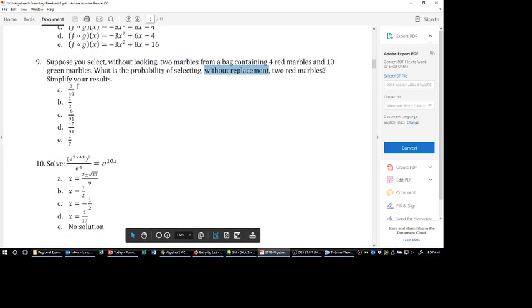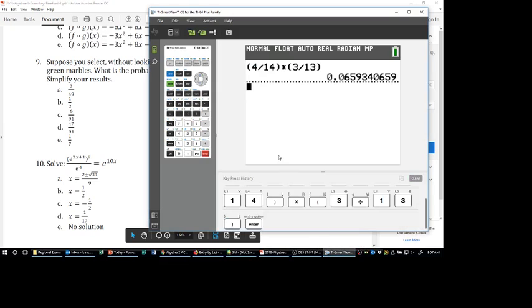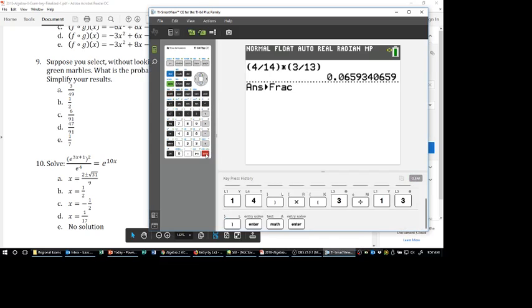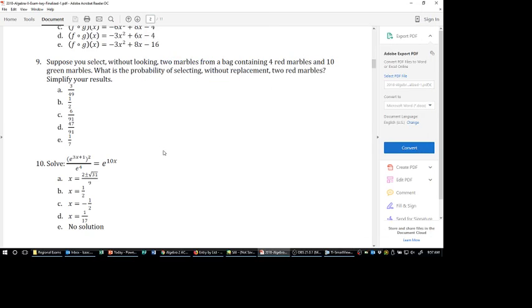Look at our choices. None of them are listed as percents. They're listed as a fraction still. So hitting math, enter, enter. Should change that back to a fraction for us. And not just any fraction, but the reduced fraction. And 6/91 was choice C. The answer to number 9 should be C.